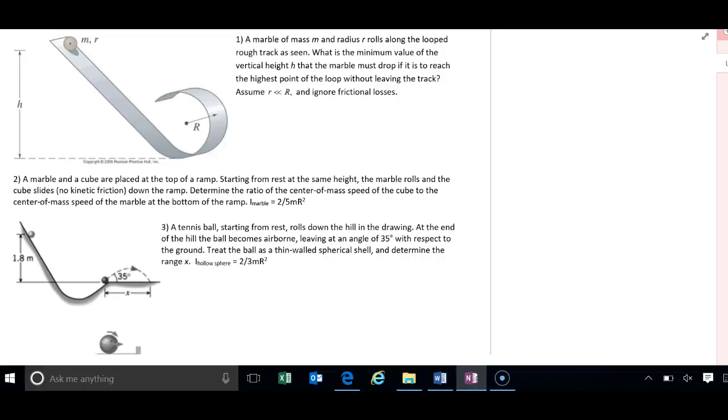All right, in problem number 1, we're looking for the minimum height that a marble must drop, so that's this height right here, to reach the highest point in a track, so that's right here, without leaving the track. So this has a lot of different things. First off, anytime you're going from one height to the next, a great strategy is energy. A change in height means a change in energy. You have potential energy at the top, and then you have different types of energy at the other location. So changes of height almost always mean energy.